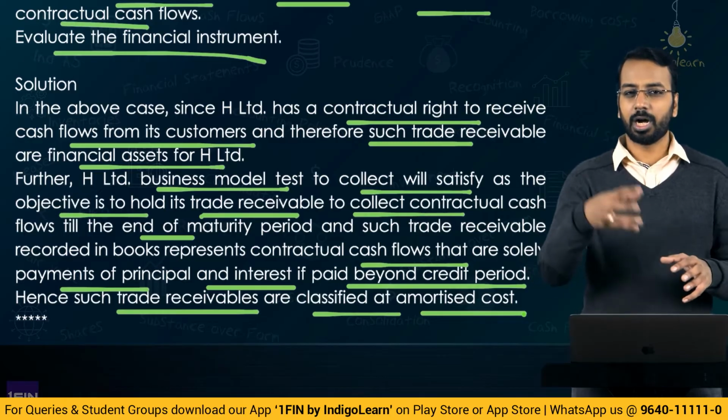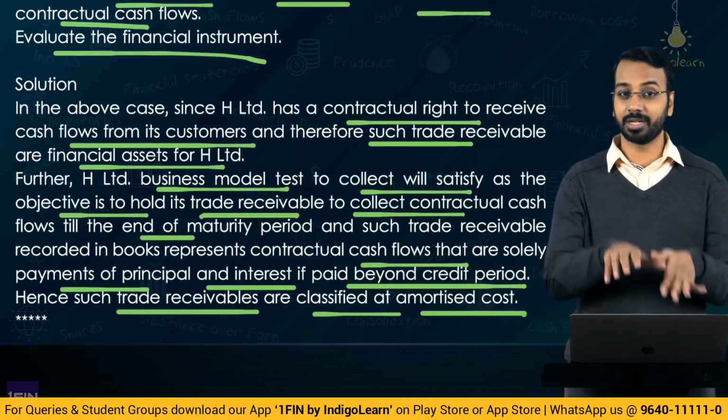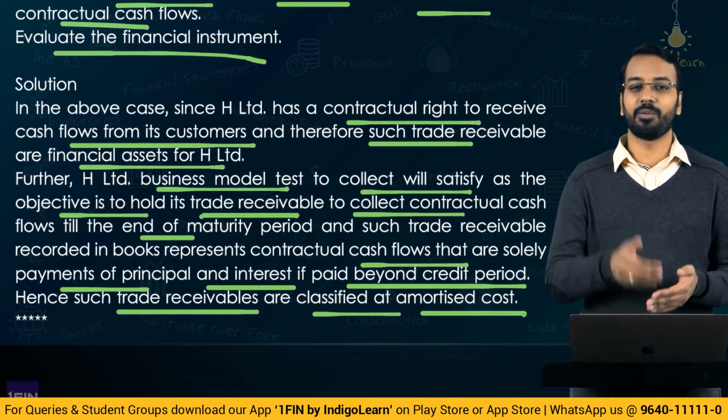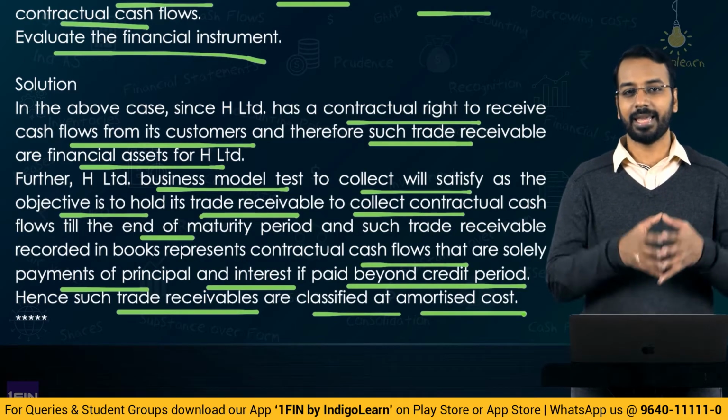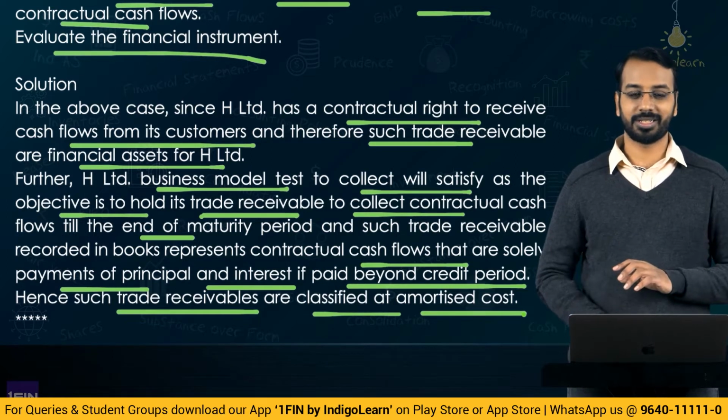How to do the measurement, how to factor in the discount and all of that, the bad debts part, all of that will come subsequently. But here, please understand, even account receivable would satisfy these two criteria and hence, they would be classified as measured at amortized cost. Next one.